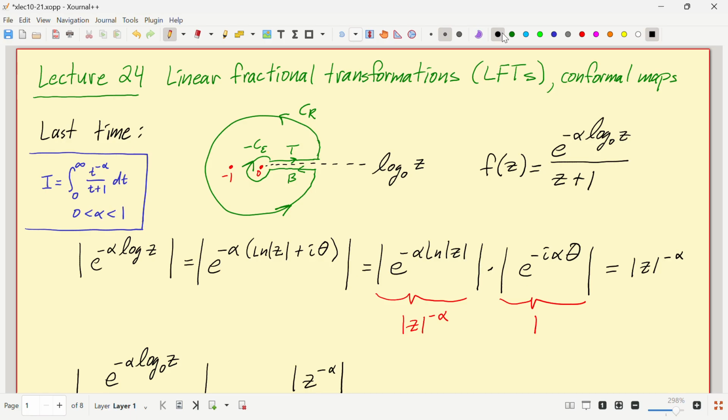At the end of the hour, I showed you that the modulus of e to the minus alpha log z, this is true for any branch of a log, turns out to be mod z to the minus alpha. And there's the calculation. The argument, which comes up in the choice of a branch, is in the e to the minus i alpha theta term, and that has modulus 1. So that has no bearing on the modulus, and it's a pretty easy calculation. So we can use that in the future when we need it.